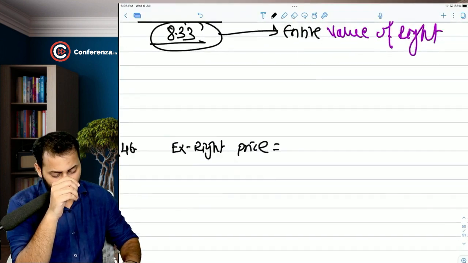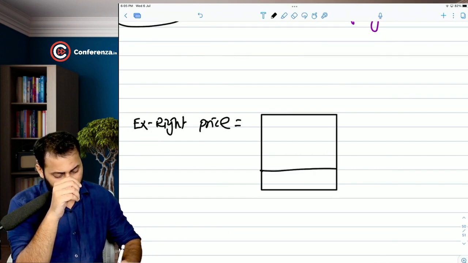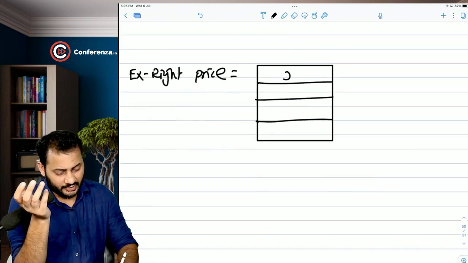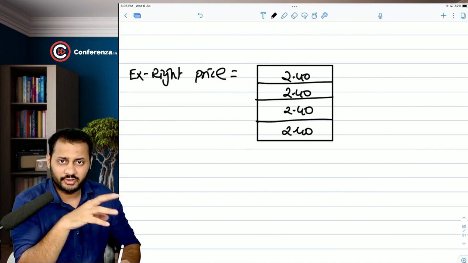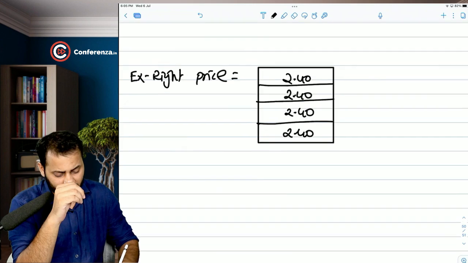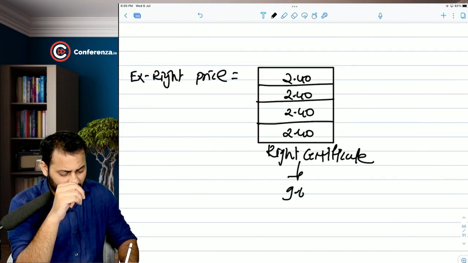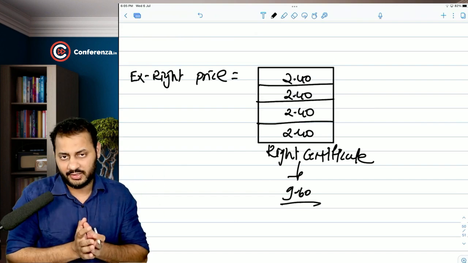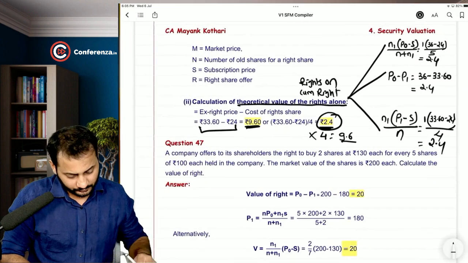It will look like this. So this is the right and you have divided it into 4 parts because 1:4 is the ratio. The value of every part is 2.40. But you cannot distribute or sell one part out of it. The rights certificate is this and you will have to distribute or sell it entirely, and that will cost you 9.6. So 9.6 is the rights value alone entirely. Or if you want to calculate it per share, it will be 2.40. Okay.